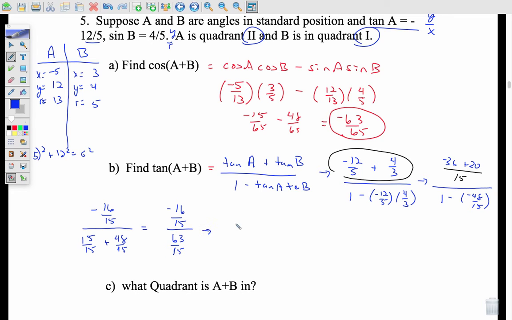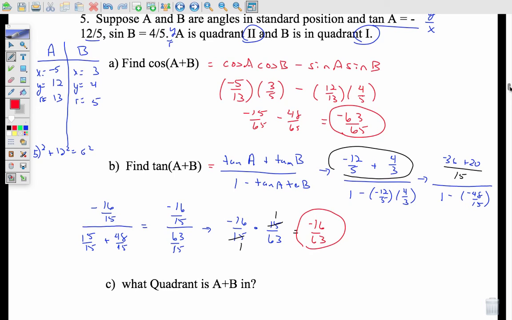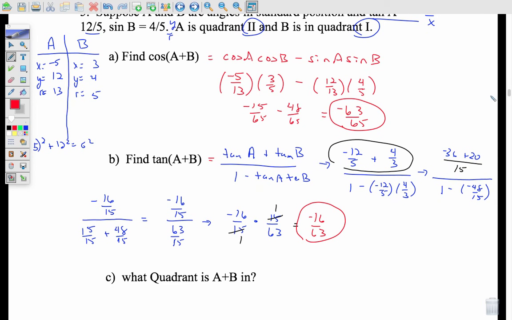So I have negative 16/15 divided by 63/15, or negative 16/15 multiplied by the reciprocal of 15/63. We multiply by the reciprocal, we'll cross cancel numerator and denominator, and we'll wind up with negative 16/63 for our tangent of A plus B.